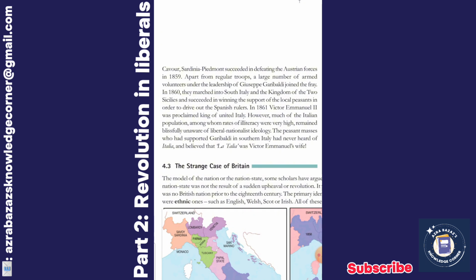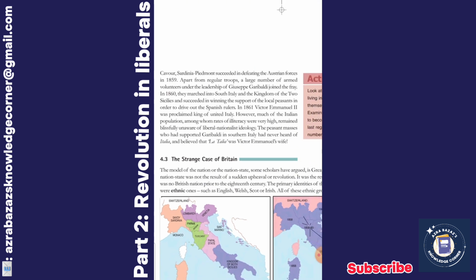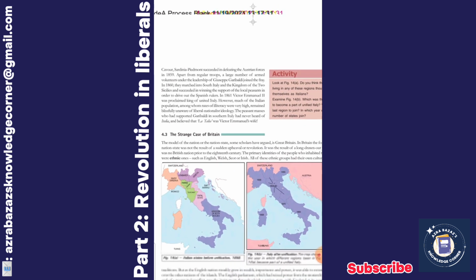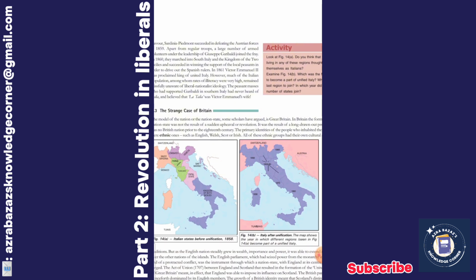Britain was a strange case itself. Prior to the 18th century, Great Britain did not exist. There were four islands: English, Welsh, Scots, and Irish. But the English island became more prosperous and rich at a very fast rate, and it was able to impose its will on the other islands, like the Welsh and Scots.